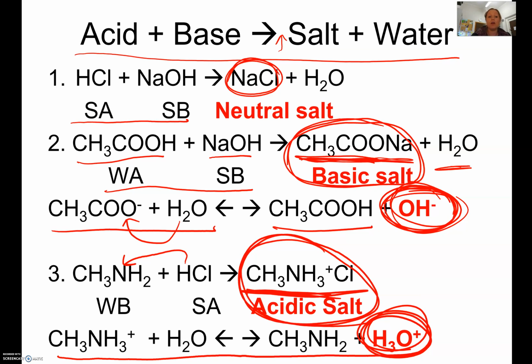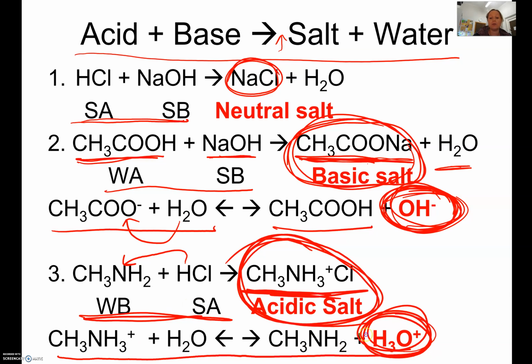So there are three types of salts that you have to deal with this year. If you react a strong acid with a strong base, you get a neutral salt, which means they won't react further with water, just neutral. If you react a weak acid with a strong base, you'll get a basic salt, and that means the salt can further react with water, produce hydroxide ions, making the pH greater than 7, basic. If you have a weak base and a strong acid, it will always produce an acidic salt, and this salt can further react with water to produce hydronium ions, making it acidic.